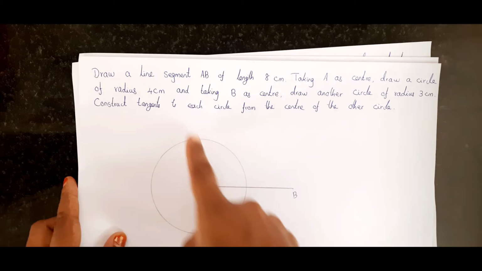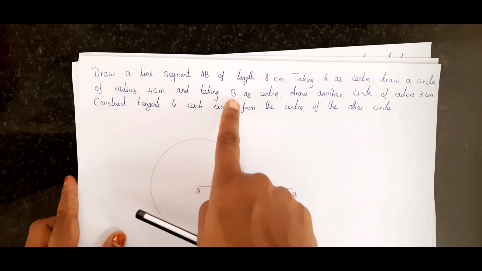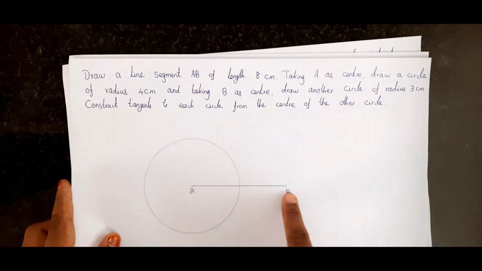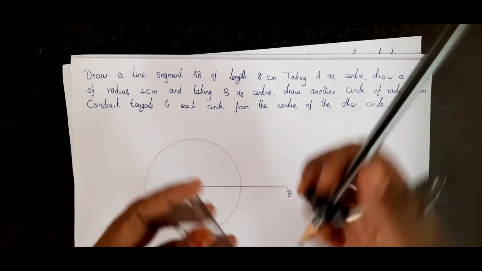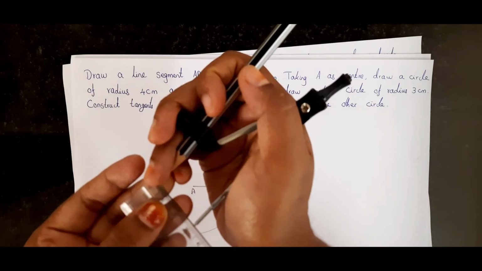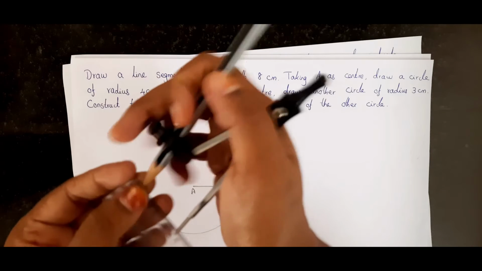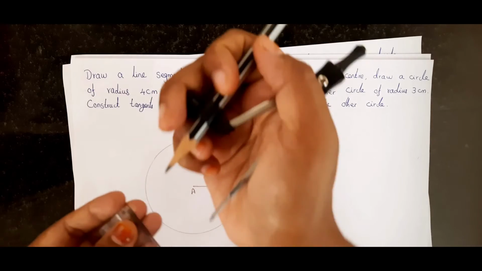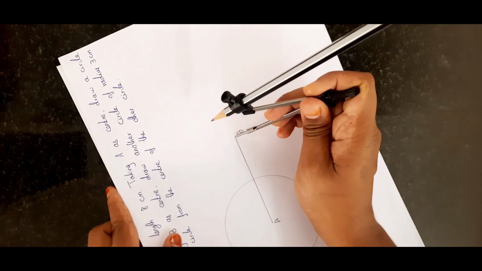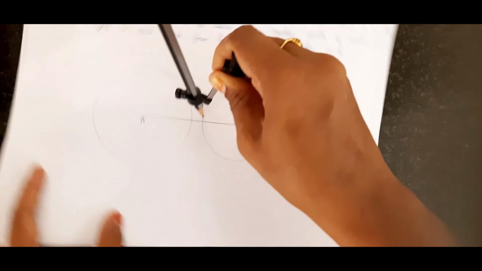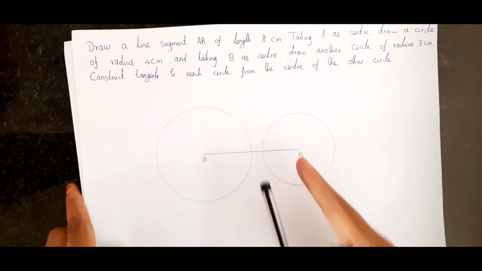Then again you read the question: taking B as center, draw another circle of radius 3 cm. Now B is the center, we have to draw another circle of radius 3 cm. So using scale and compass we have to take 3 cm, right? So I took 3 cm. Then now B is the center, we need to draw the other circle of radius 3 cm. Okay, we completed the two circles.